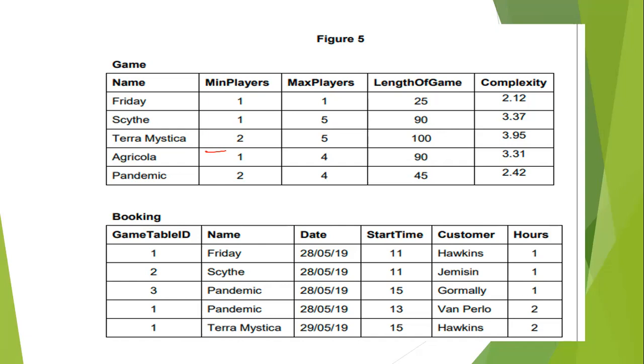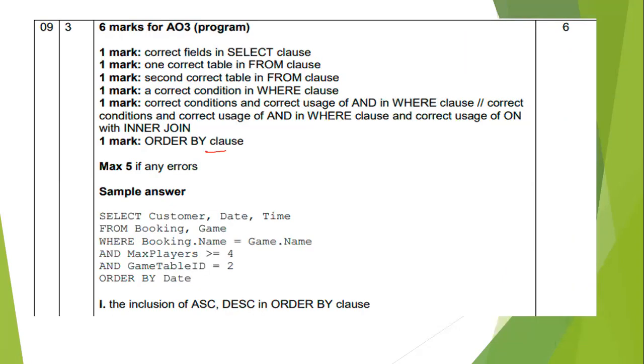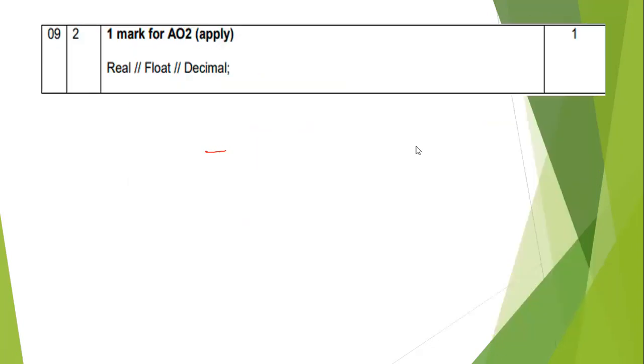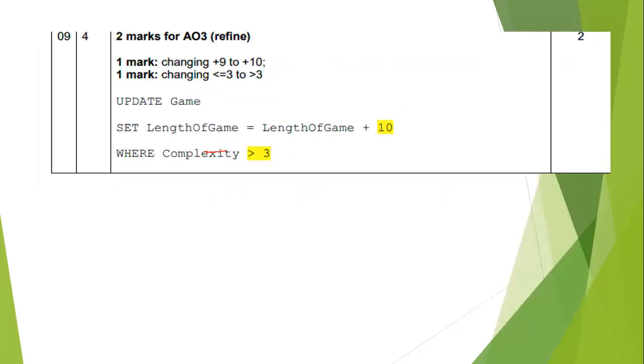Good. How did you know that? Because it says add 10 minutes of time taken. Then where complexity less than 3 or equal to 3. Second error, okay? First error you have identified. Can you go back to the table? Oh, it should be more than 3. Good, greater than 3.